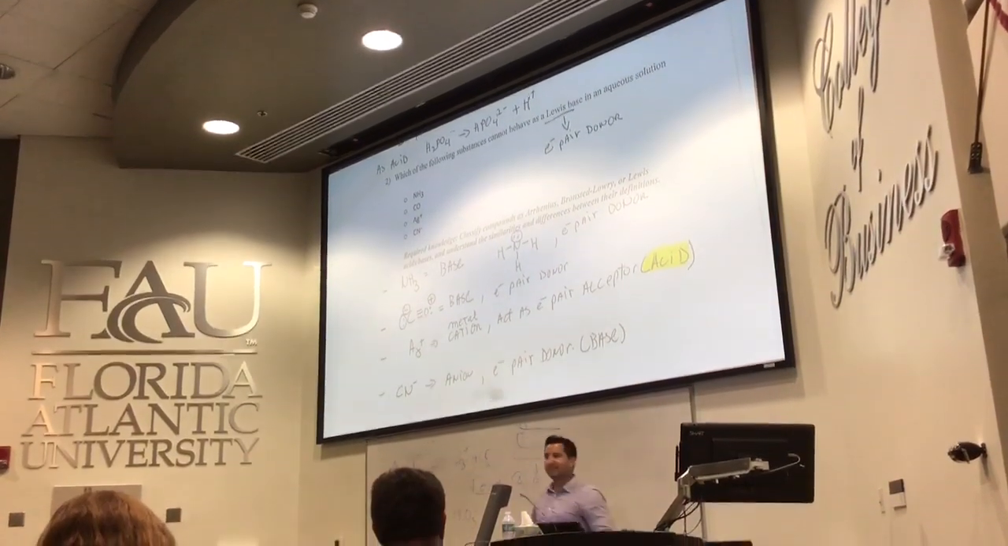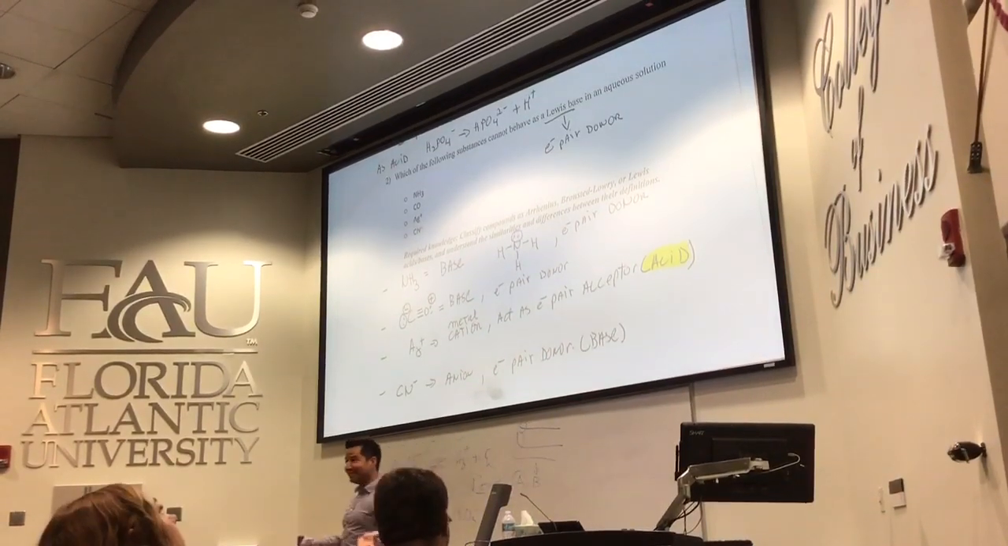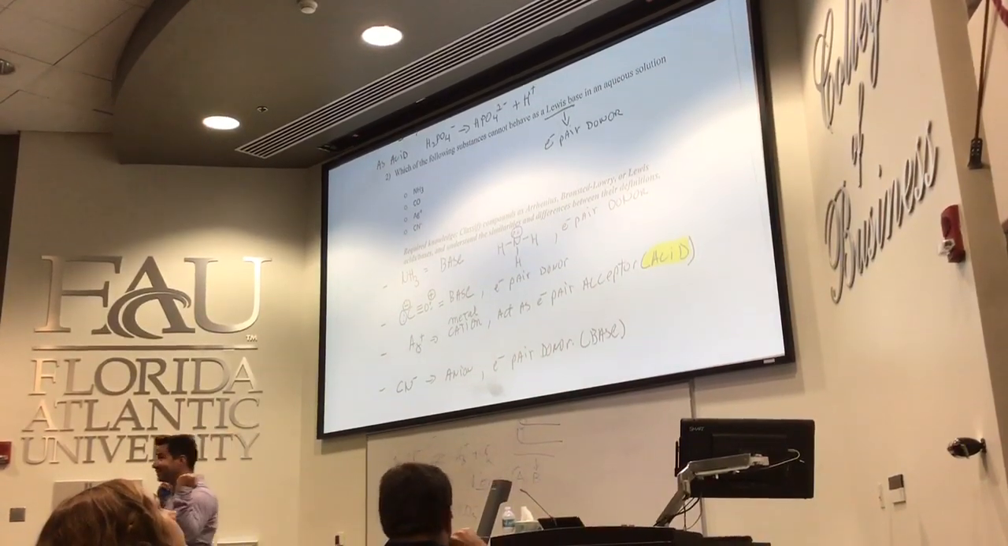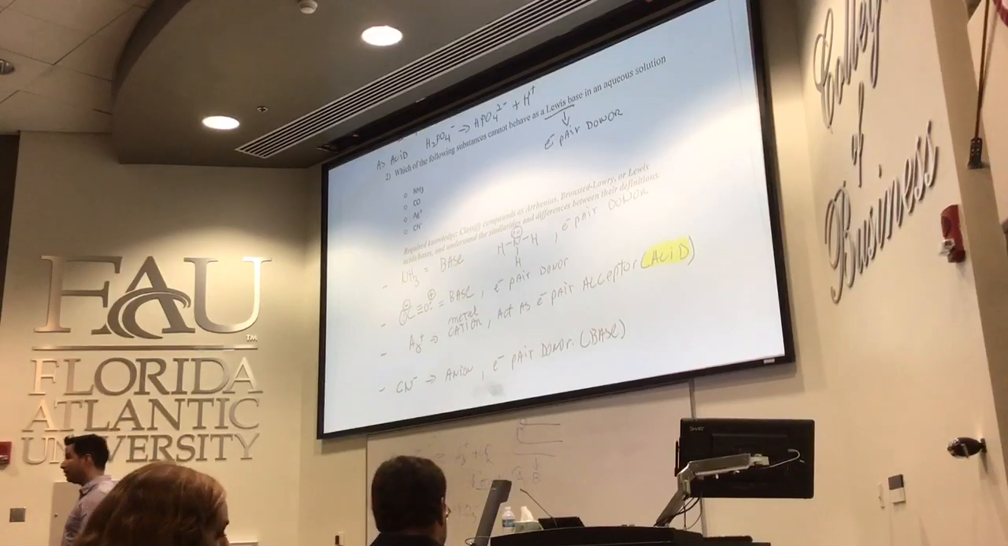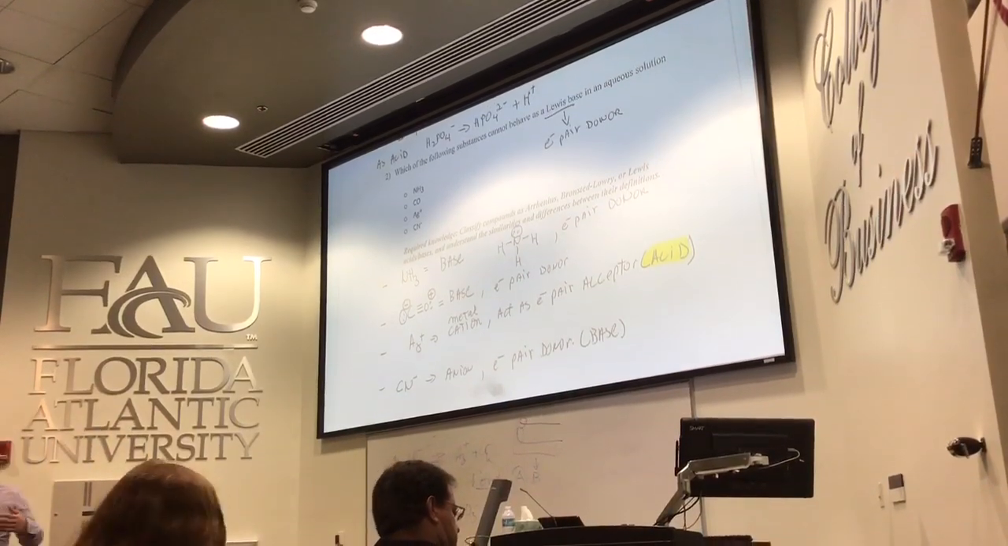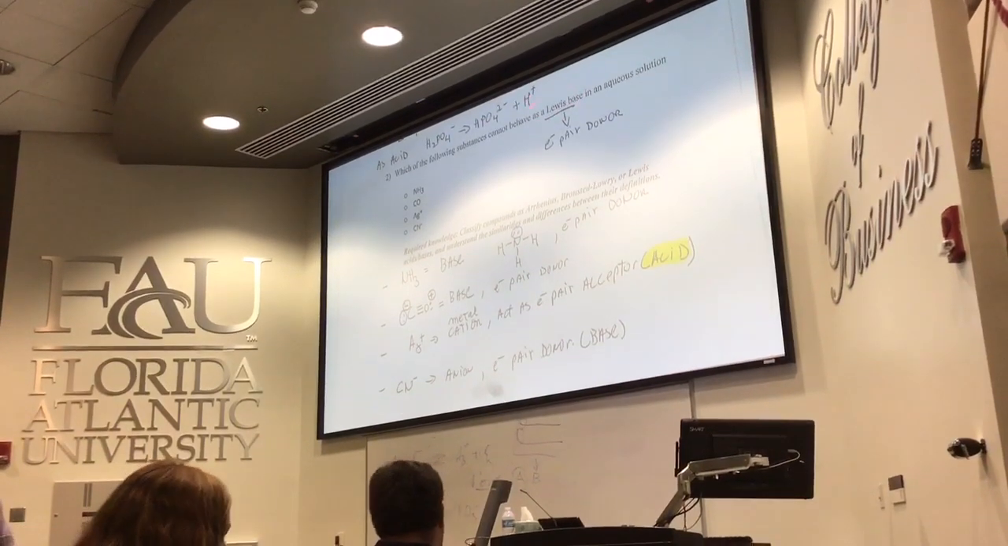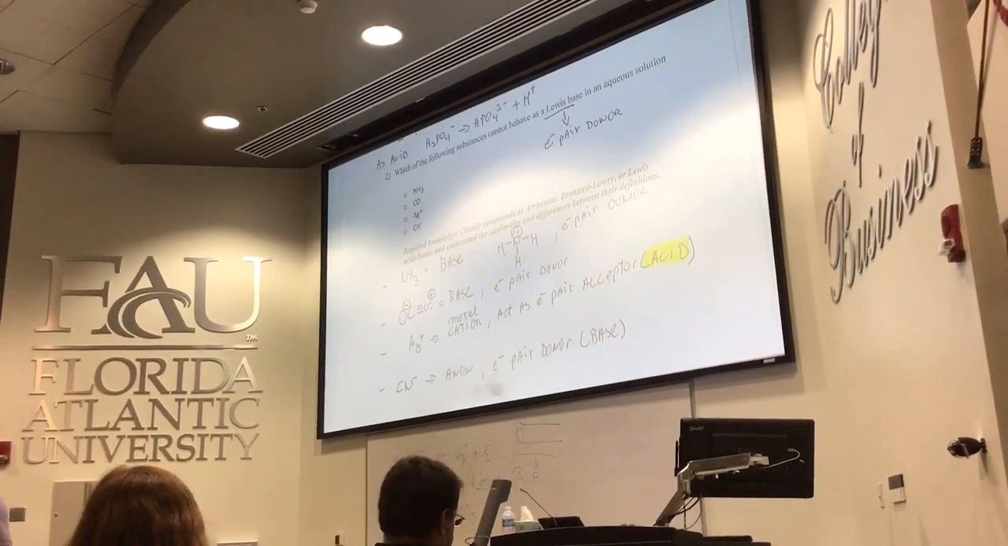This is different. This is about Lewis. And Lewis is all about electrons, electrons either being donated or being accepted. We want a base. A base is an electron pair donor. So I define that first.